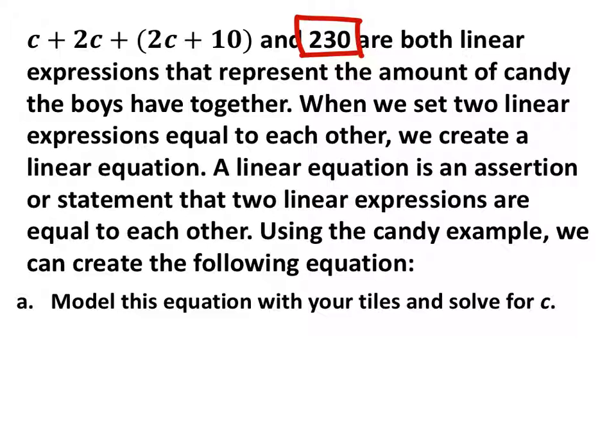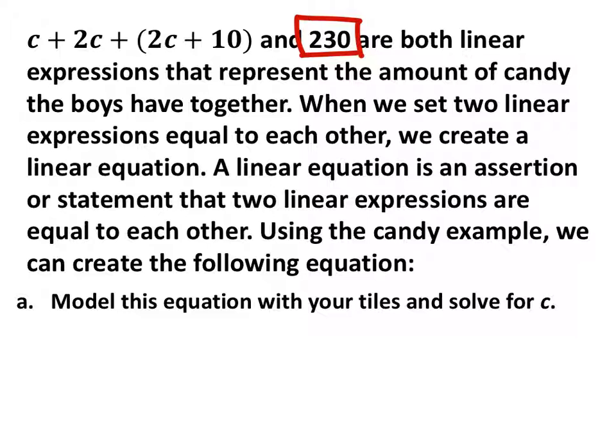When we set 2 linear expressions equal to each other, we create a linear equation. So with that in mind, what is the difference between an expression and an equation? An equation has an equal sign. That is correct.